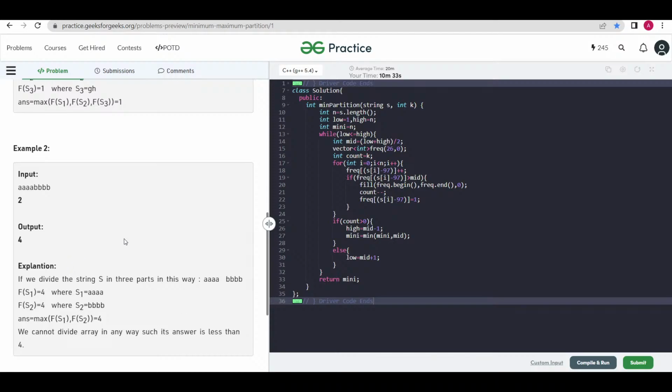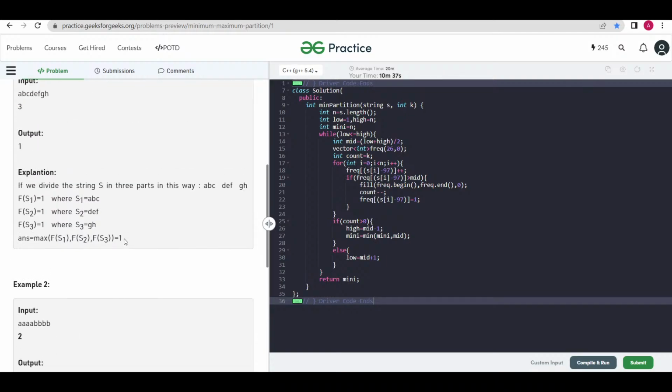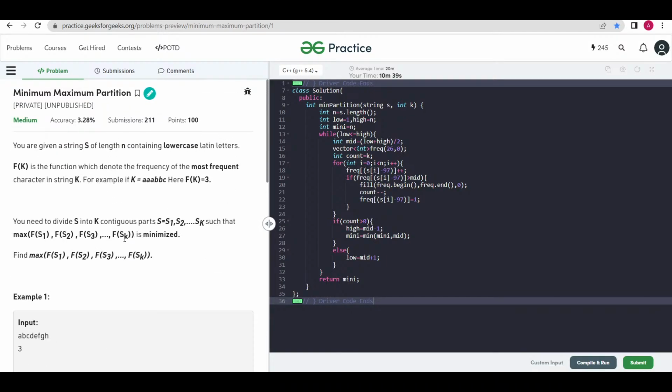Okay, so this is the question that we have to solve. For approaching this particular question, we can think of an approach using binary search. It is a kind of question where we can apply binary search. Let me explain how you can approach this question using the binary search concept.